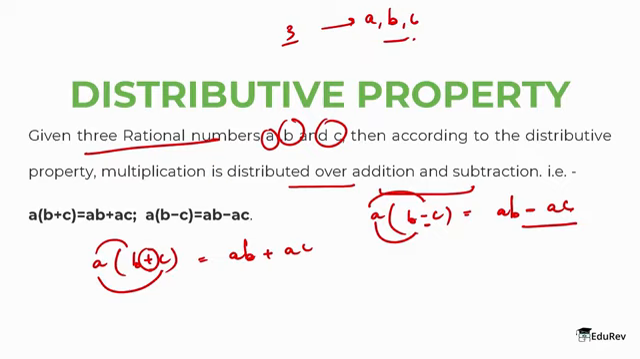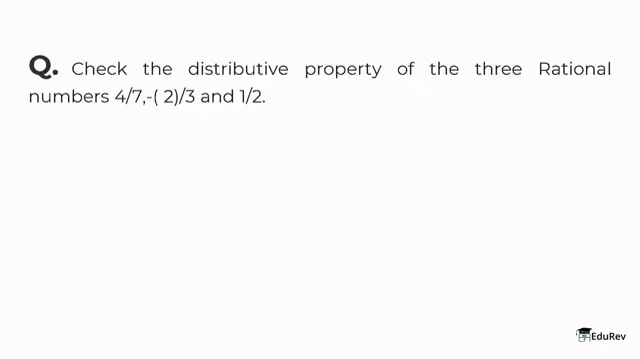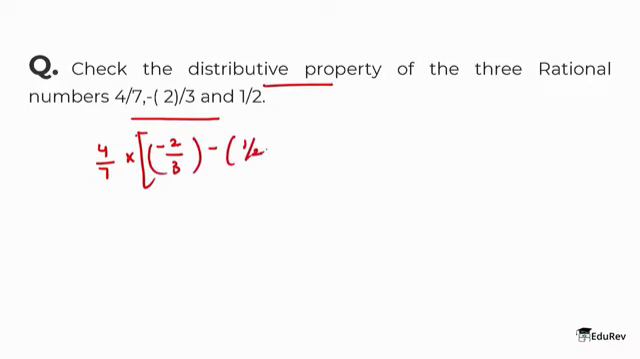Now, before coming to the end of our lecture, let's solve a few questions to see whether we are able to understand all the properties or not. The first question says that we need to check the distributive property of three rational numbers: 4 by 7, negative of 2 by 3, and half. So 4 by 7 should be multiplied by negative of 2 by 3 and subtracting half from it. If I'm able to solve this, I can say that the distributive property works here.